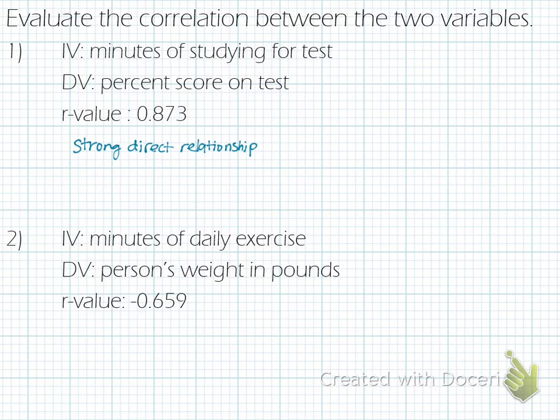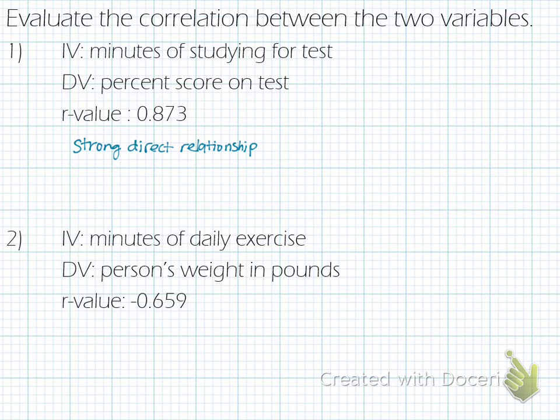Number 2. Number 2 says, here's our IV, the first variable: the minutes of daily exercise. The dependent variable on that, it says, is the person's weight in pounds. I noticed that my R value here is negative 0.659. Since it's negative, I know it's going to be an indirect relationship, so I'm going to think in those terms. That means the more minutes a person exercises, the less the person's weight is going to be.